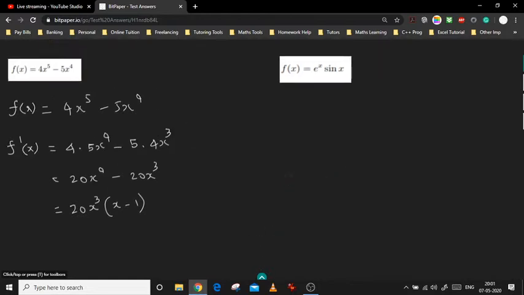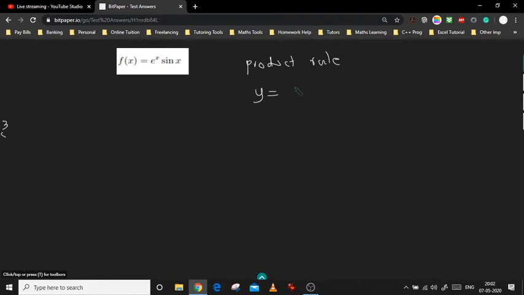So let's move to the next one. Okay, here we have f of x equal to e power x into sin x. So what rule can we apply here? We can see that it's a product rule. We need to apply the product rule. Okay, let's just revisit the product rule.